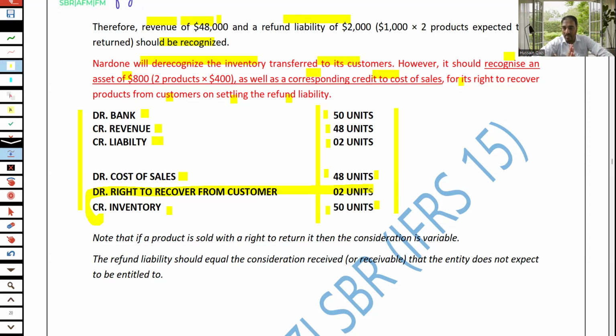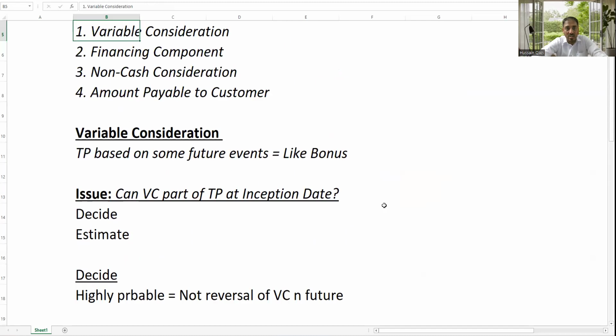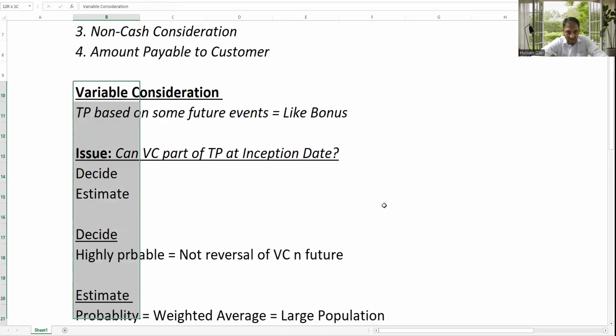So that is all about the variable consideration point. Here the last statement, note once again, if the product is sold with the right to return, then the consideration is variable. So students, we have completed the point of variable consideration.